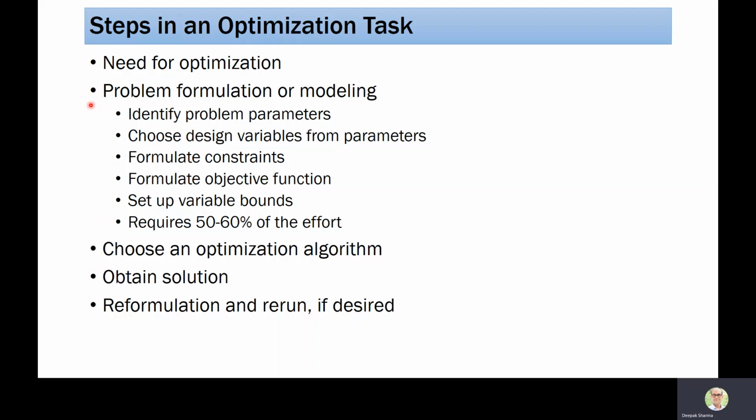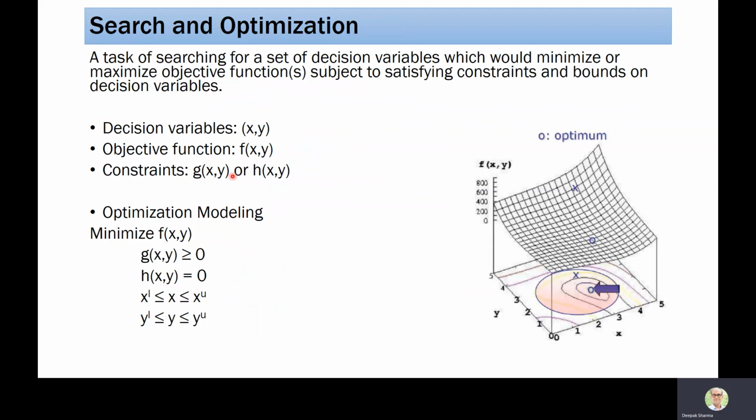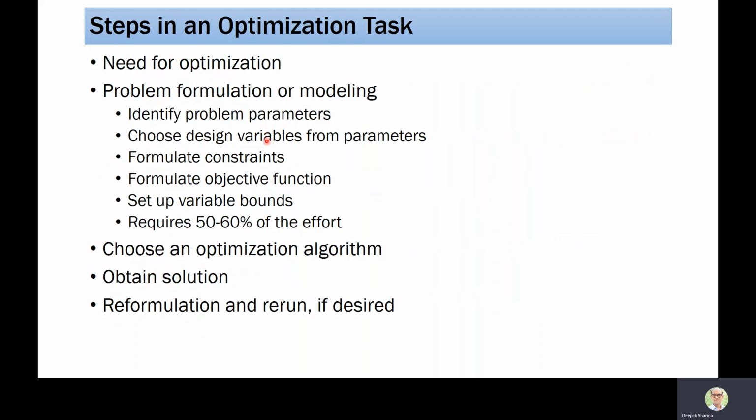Thereafter, if the problem is new, then we first have to make a problem formulation or the modeling. In this case, we first identify the parameters. All the parameters related to the problem, we identify. Among all the parameters, there are parameters which can be sensitive to the problem, and they become decision variables. You remember, the decision variables means the X and Y, and the other parameters will become the constant parameters. Using the decision variables and constant parameters, we formulate constraints. We formulate objective functions. Then we make variable bounds on it. If we are working on a new problem, that itself requires 50 to 60% of your effort.